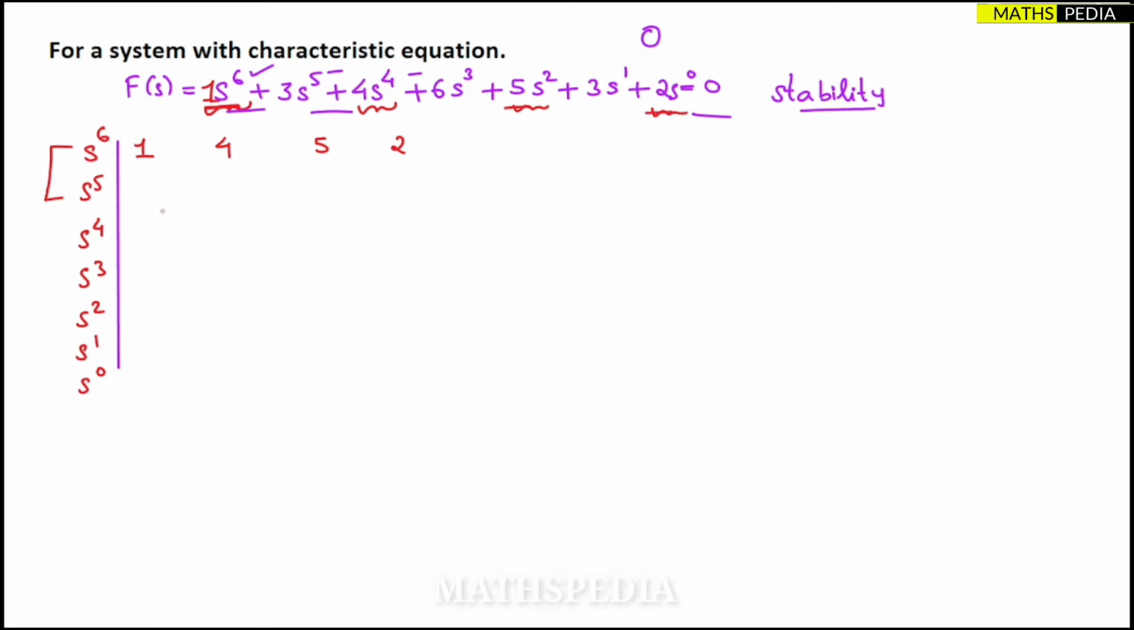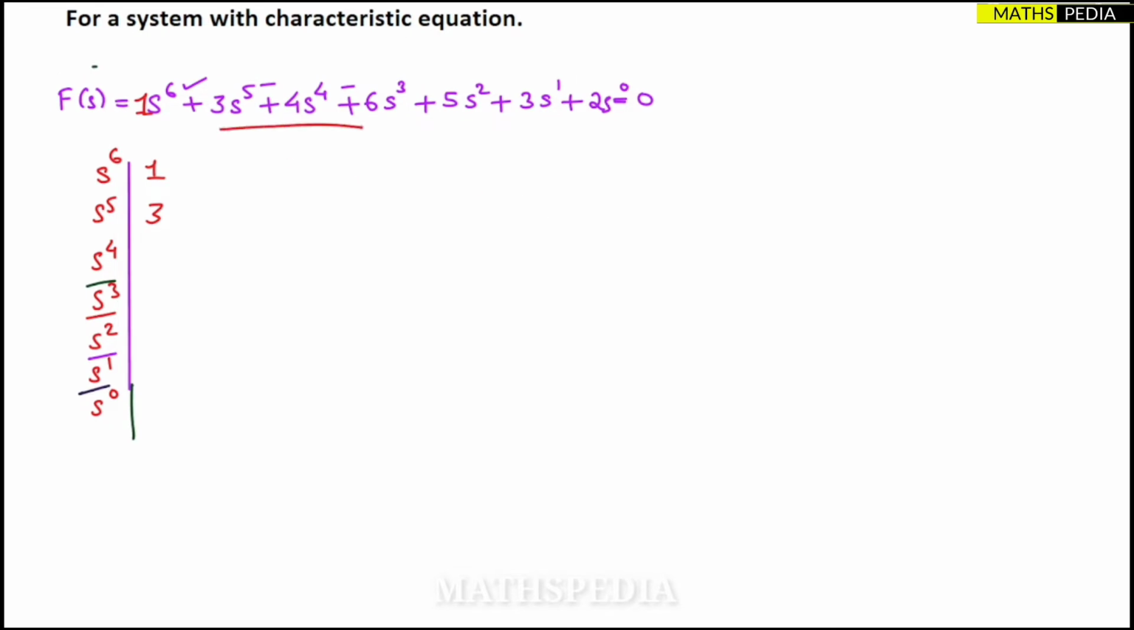Okay, in the second row you have to take the left out ones, the even places. So we have here 3 6 3, right? So 3 6 3. What about this part, if it is not there? You have to write it as 0. The missing one, always remember, you have to write it as 0.